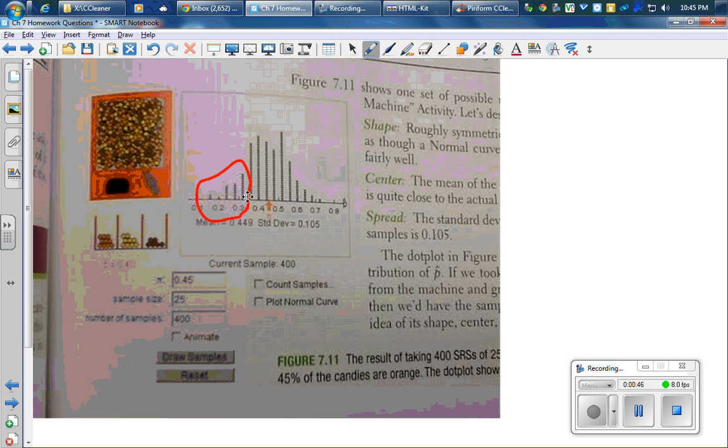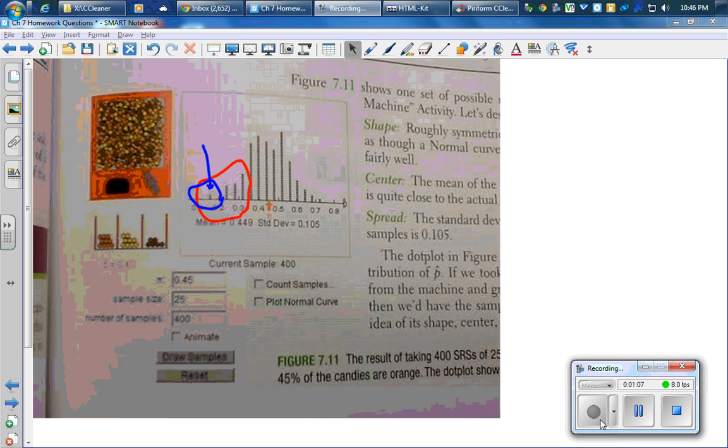On the other hand, if we only got 5 oranges, that's 20%. That's just these down here, just these dots here. That's not very likely. That's much more uncommon. We should be surprised to only get 5 pieces of orange candy.